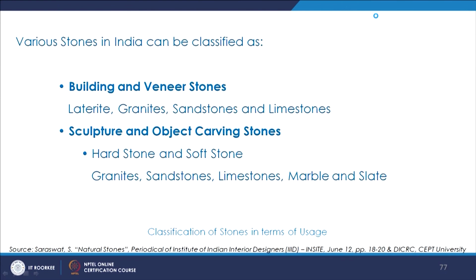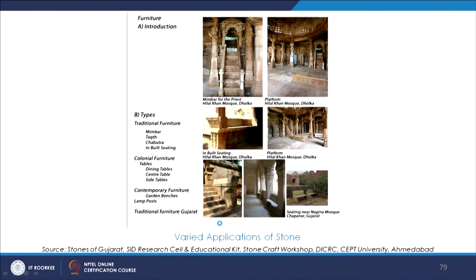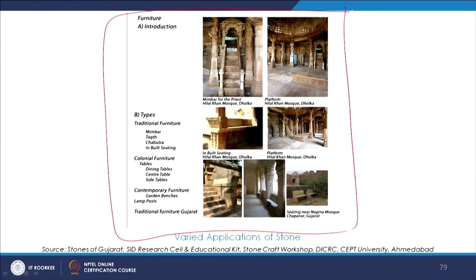We also went through this system of classifying stones in terms of building and veneer stones, and sculpture and object carving stones. We saw the traditional uses of stones vis-a-vis the contemporary uses of stones, and the different kinds of products and different kinds of applications on different scales. That is what we brushed through. We saw some plates showing the application of stone, and how this compilation helps us understand the different kinds of stone applications.